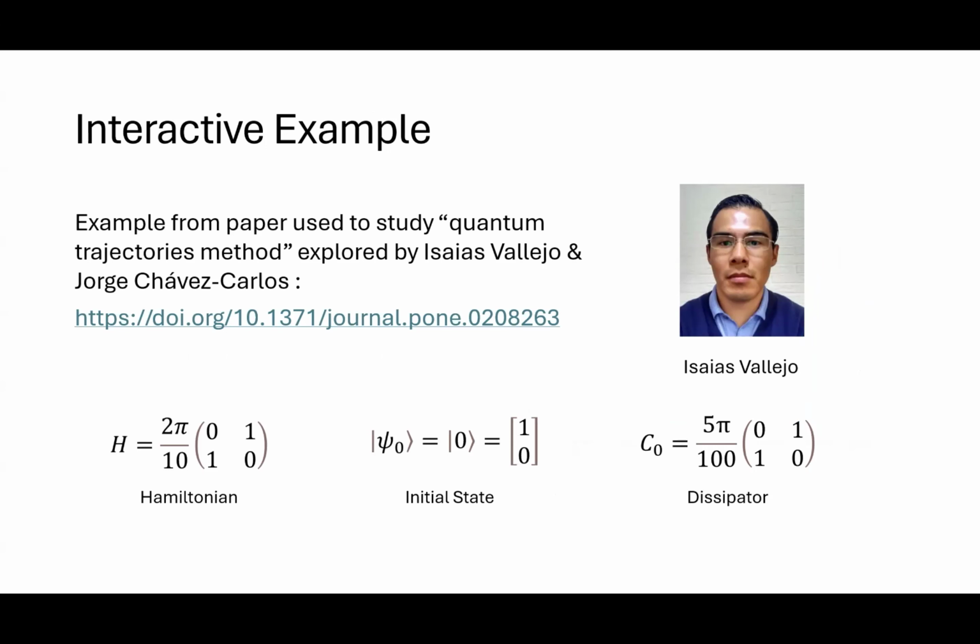So this is the Hamiltonian that we're going to be looking at, 2 pi over 10 times the Pauli X gate. And we're going to start with the initial state 0. And the dissipator that we're using is 5 pi over 100 times the Pauli X gate. So if I wanted to think about this as those L's, I would say that the L is a sigma X. Yes. Okay. Yes, this is the example that they use in this paper.